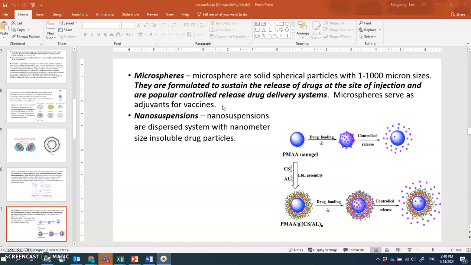And then nanosuspensions. Nanosuspensions are dispersed systems with nanometer size of insoluble drug particles. So nanometer size are very small. So, although they are not dissolved, okay, they behave like a kind of solubilized drug. So that's what it means. So instead of microspheres, nanospheres could be used. That's what it means. Okay.